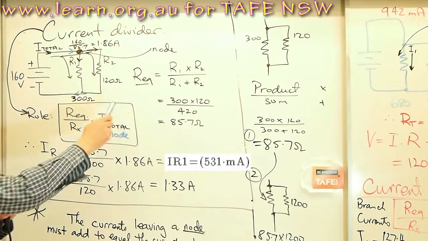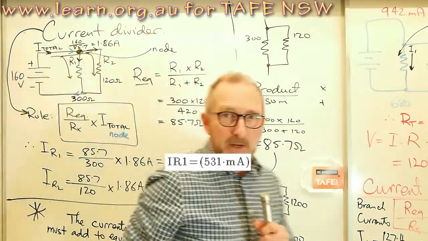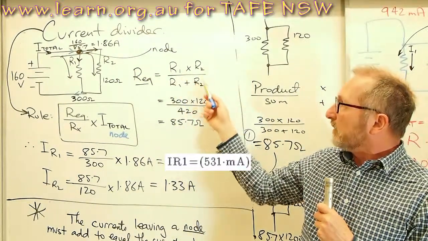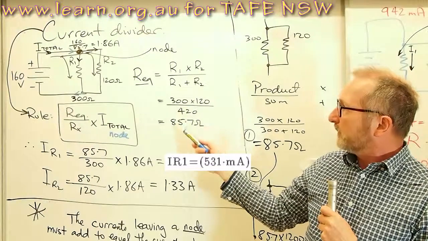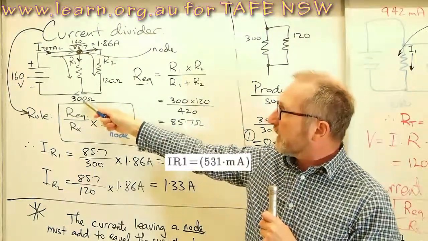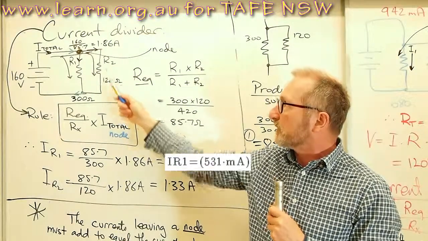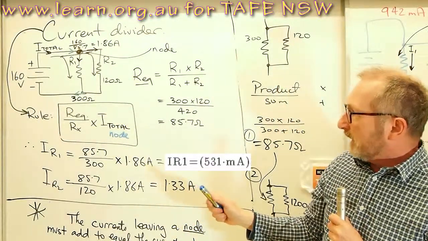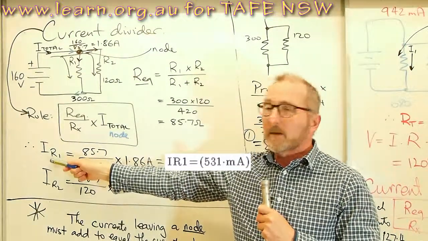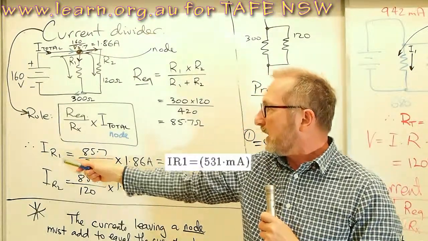To work out the Req then of this network, I've used product over sum, simply R1 times R2 divided by R1 plus R2, to come up with 85.7 ohms based on 300 ohms and 120 ohms of resistance in this network. And then I've applied the current divider rule to work out the current in the first resistor, IR1.